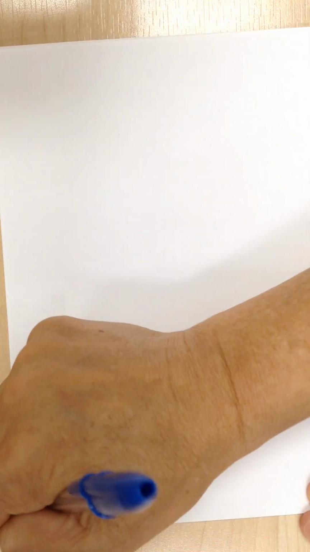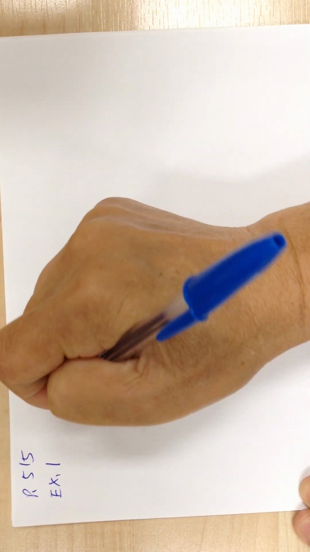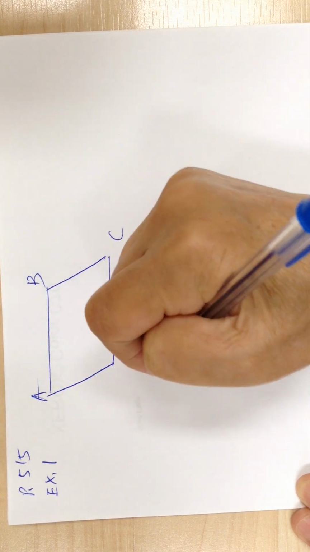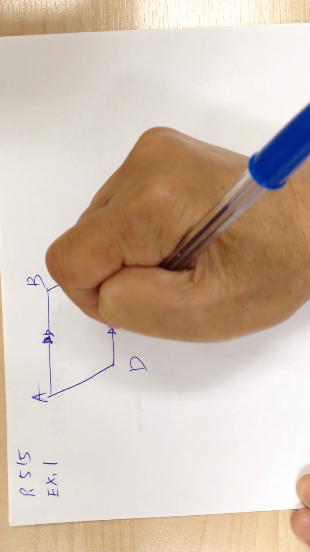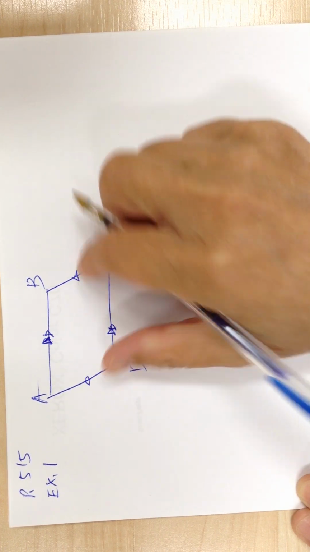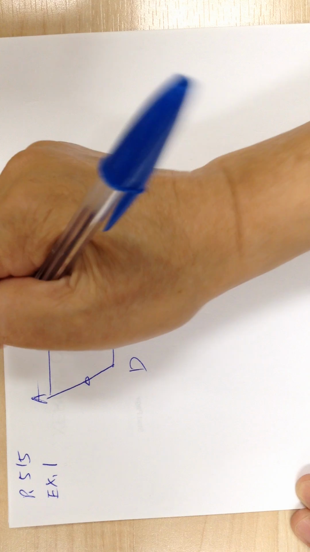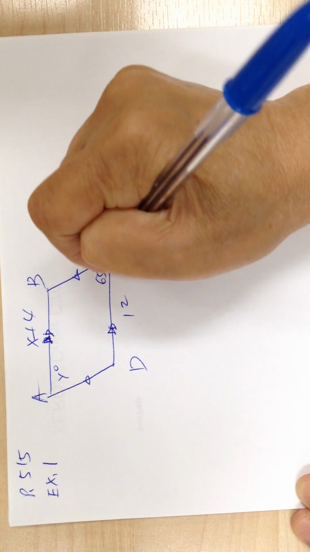Now let's go to example 1, page 515. You have parallelogram ABCD, and the arrows indicate they are parallel. Notice one arrow matched with one arrow means these two are parallel, and two arrows means these two are parallel. You have x plus 4, 12, y degrees, and 65 degrees.